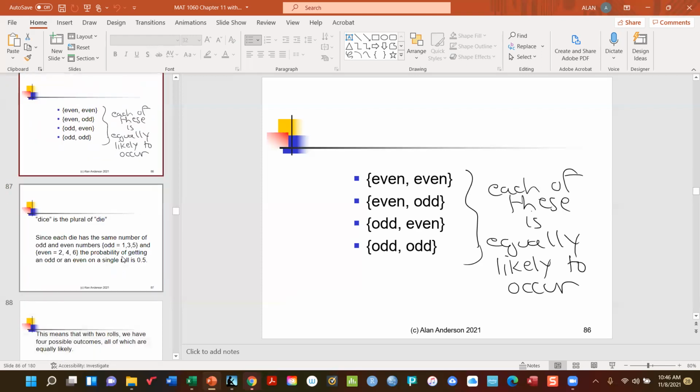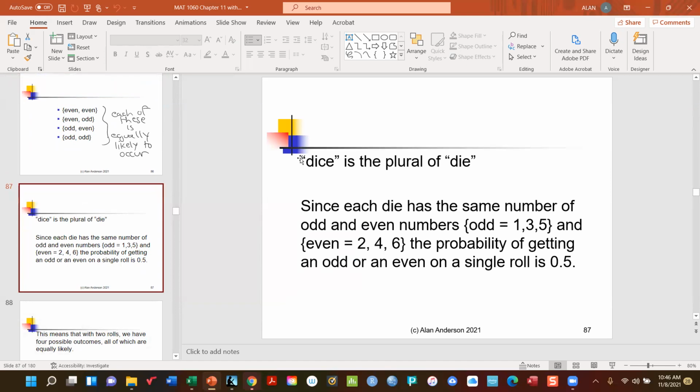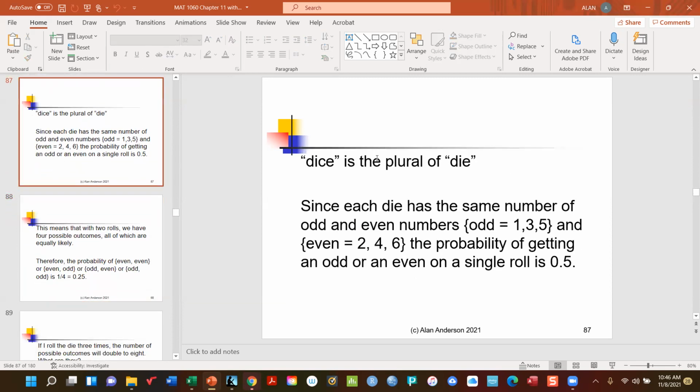All right. Oh, by the way, here's a fun note. In case you weren't aware of this, die is the singular, dice is the plural. There's no such thing as dies. It's either die is one, dice is the other.